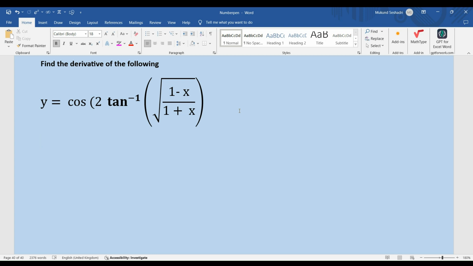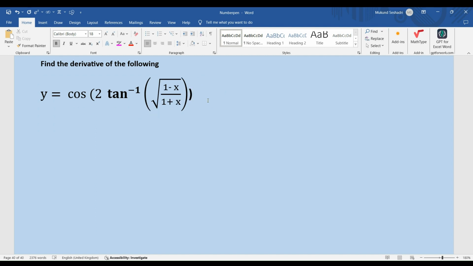So there we have the problem on the screen. Find the derivative of the following. y equals cos of 2 tan inverse of square root of (1 minus x) divided by (1 plus x). Right? So this is what we have as the problem.